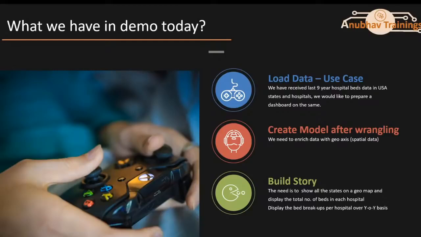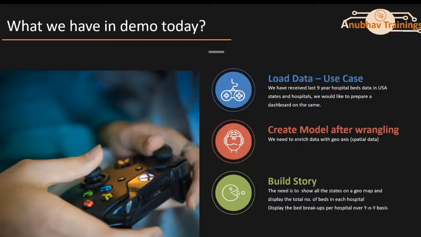In step two, we will learn how to create a model after wrangling. Wrangling means processing on the data. SAP Analytics Cloud offers a lot of features with which you can play around with the data. You can do transformations, replacements, deletions, combinations, and apply different complex formulas. All of that comes under wrangling. We will be enriching the data in this case with geo axis, which is called spatial axis. And then finally, we will build a dashboard or a story on top of this data.